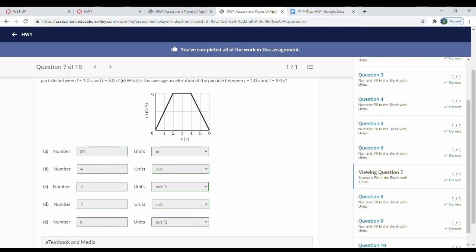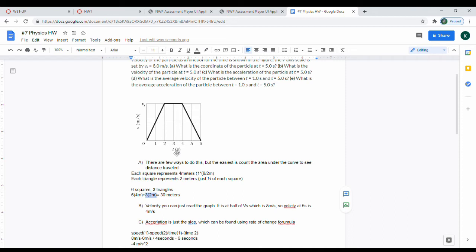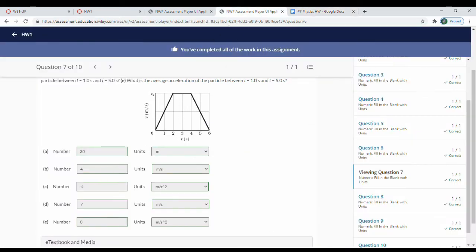30 meters. For B, we're being asked about what's the velocity of the particle at 5 seconds. For this one, we can just directly take it off the graph, which is right here. It's exactly half of Vs, which happens to be 4 meters per second. So the velocity at 5 seconds is 4 meters per second.